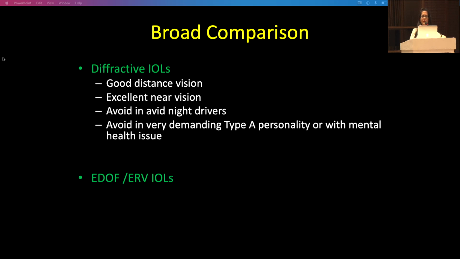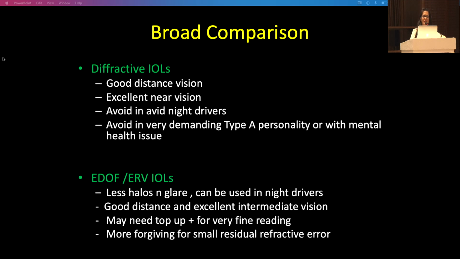Again, if the patient has type A personality or other mental health issues, probably my go-to would be an EDOF lens, because that's more forgiving, and I would not do a diffractive lens. So for beginners, the EDOF is more forgiving. It has less halos and glare, but the only challenge with EDOF is sometimes you may need a top-up glass for very fine reading, or patients who are used to holding very close objects. So it gives excellent distance vision. Intermediate is very good, but for very fine, you may need top-up glasses.